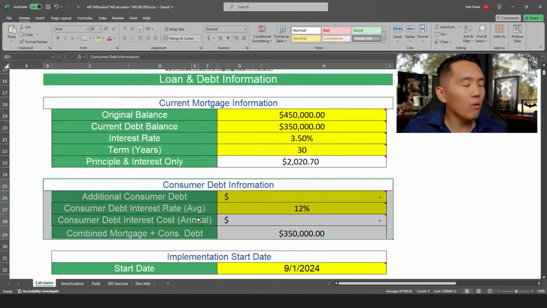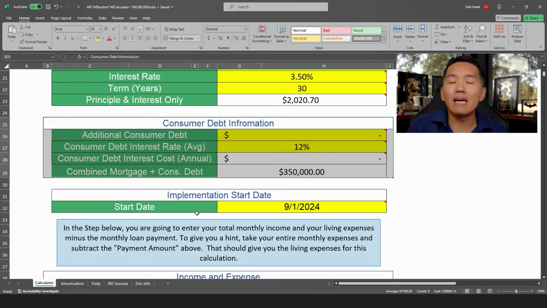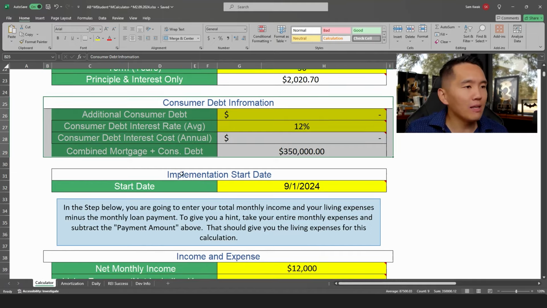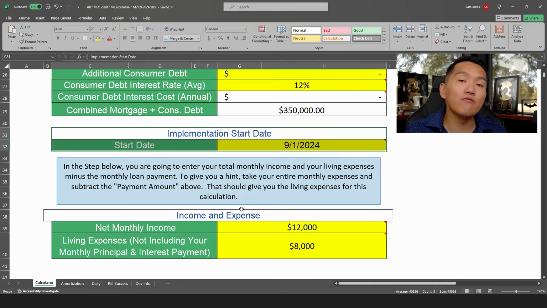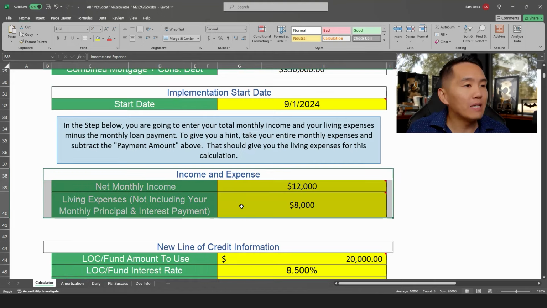Moving down below, this section is dedicated to if you have any other consumer debt: credit cards, furniture loans, solar loans, you name it. If you have any other debt, this is the section for that. For now, we're going to leave it blank for simplicity, to just show you the illustration of the math behind the strategy. Let's assume that our start date for this strategy, we're going to start implementing on September 1st, 2024. Down below is the income and expenses.